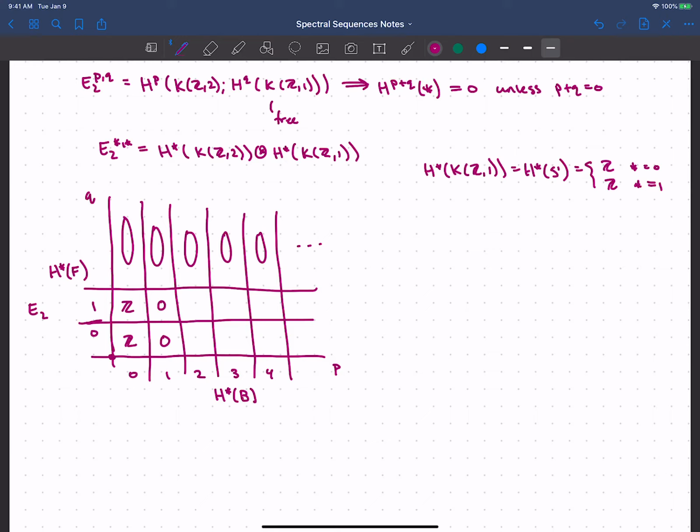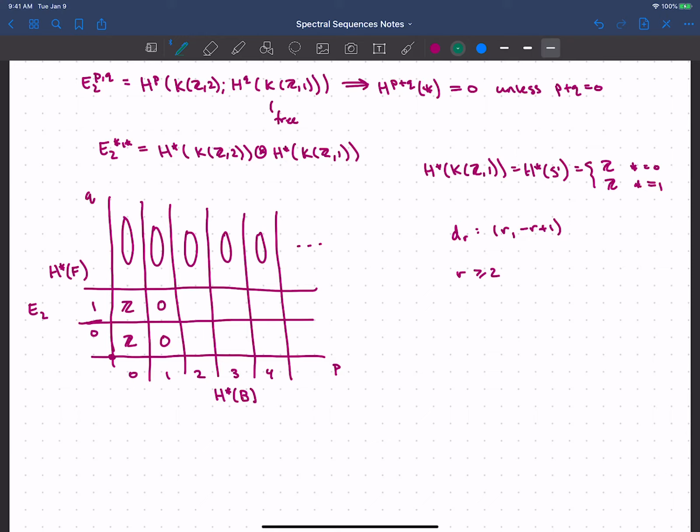Okay, and maybe let me also remind you that we're looking at the d_r differentials in this setting, which have bidegree (r, -r+1). And we're starting on the E2 page, so I'm really only interested in r being greater than or equal to 2. I don't care what happened on the E1 page, and I won't have any d1 differentials.